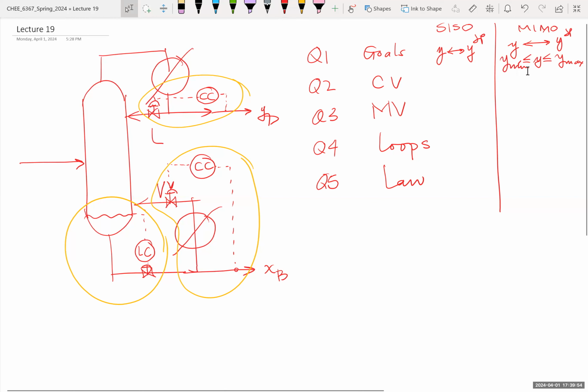What can be controlled and what can be manipulated? Well, it's not always so simple. If you just have this room and the temperature of this room, you just measure the temperature of this room to have a comfortable environment.